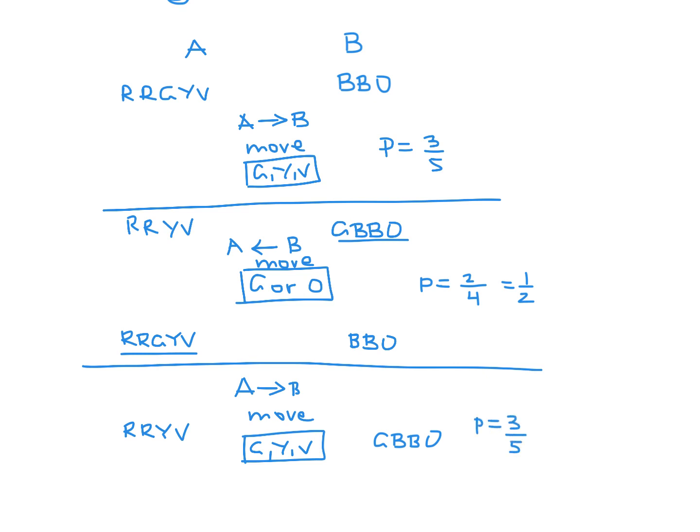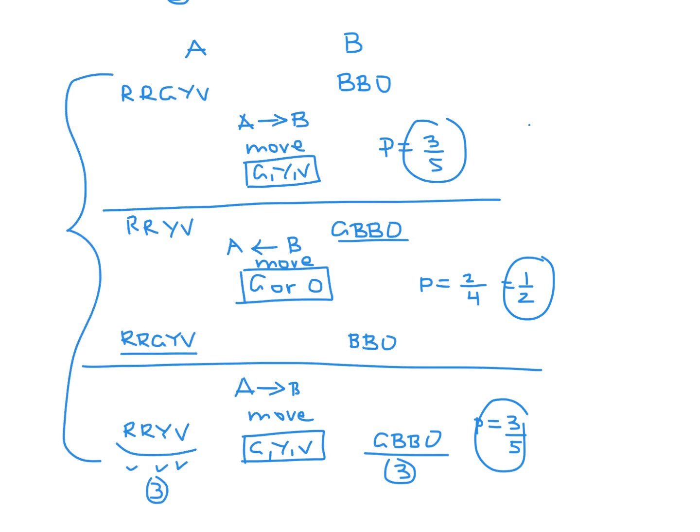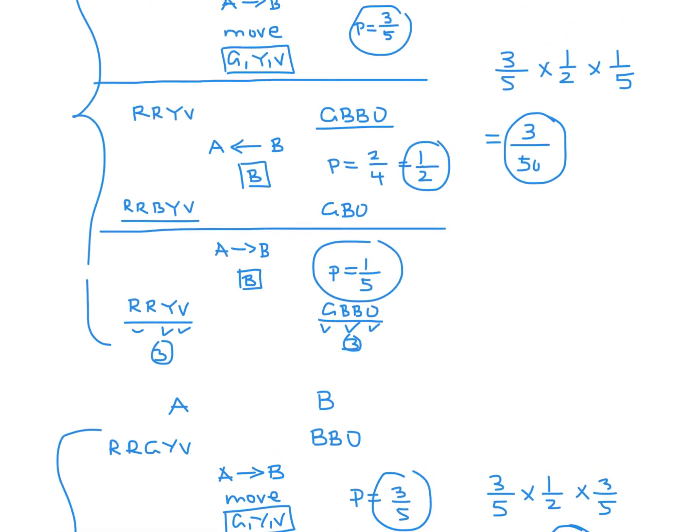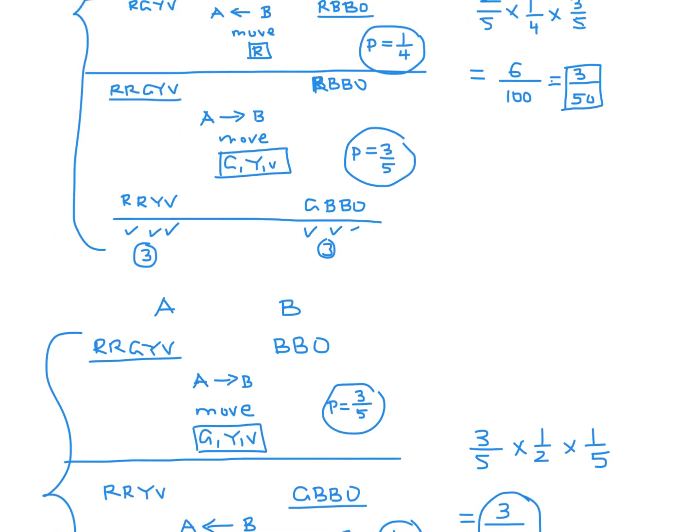And now let's see if this passes the test. Does this have 3 different colors? A red, a yellow, and a violet? Yep. And does this have 3 colors? Green, a black, and an orange? Yes. Okay, so use these probabilities to figure out the probability of this entire scenario. So it's 3 over 5 times 1/2 times 3 over 5, and that is 9 over 50. Okay, so 9 over 50 is what we got here. Remember that number. 3 over 50 and 3 over 50.